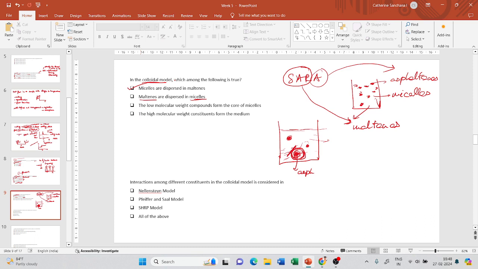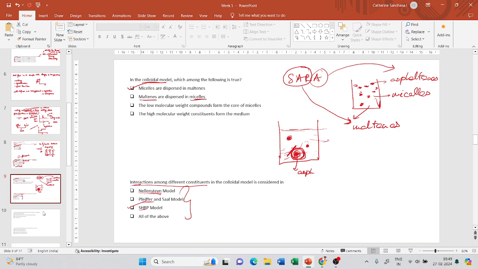So let us see the next question, which is: interactions among different constituents in the colloidal model is considered in what? Ma'am would have explained different models: the Lenston model, Pfeffer and Saal model, SHRP model, all of the above. And of all the three models, the one model which considers the interactions among the different constituents is the SHRP model. So the answer to this is the third option.